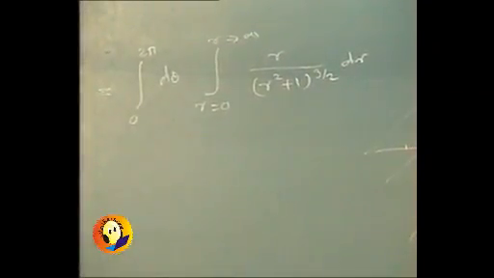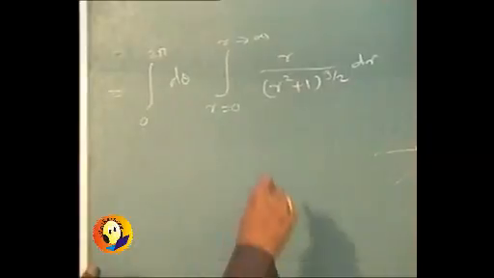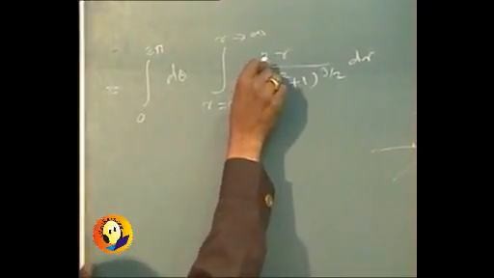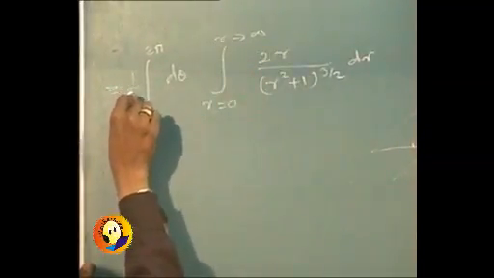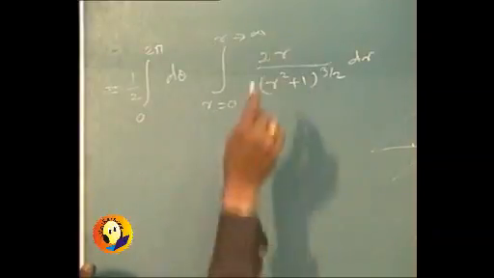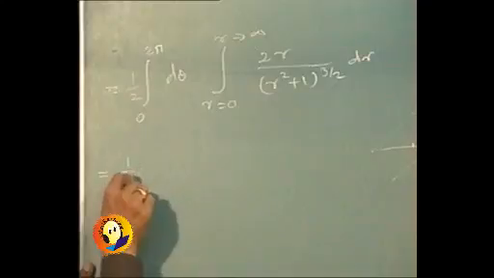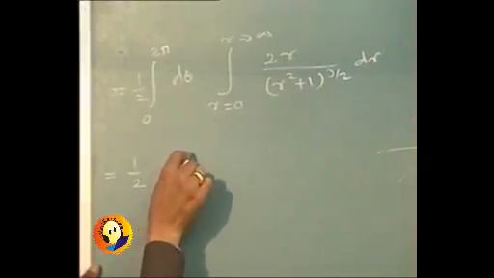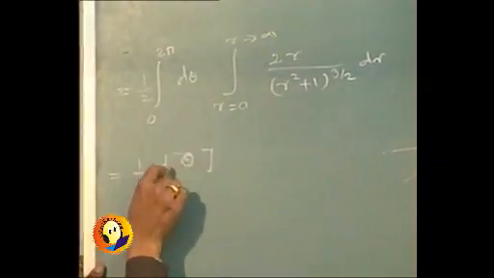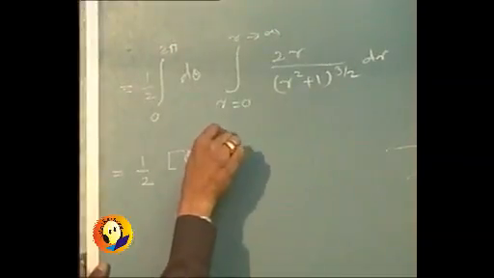Now r square plus 1, if differentiated, gives us 2r. Out of that, r is already present, so we will adjust with a 2, so that the differentiation of the denominator will be present as a numerator. We can rewrite it. Of course, first d theta can be integrated. Integration comes out to be theta between 0 to 2 pi.